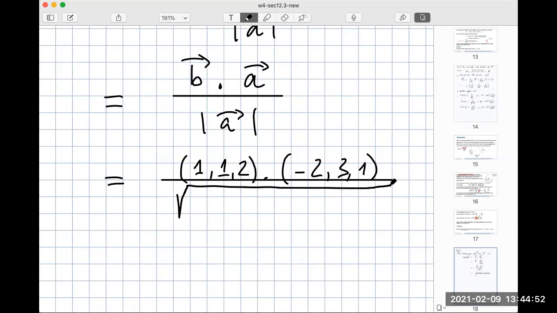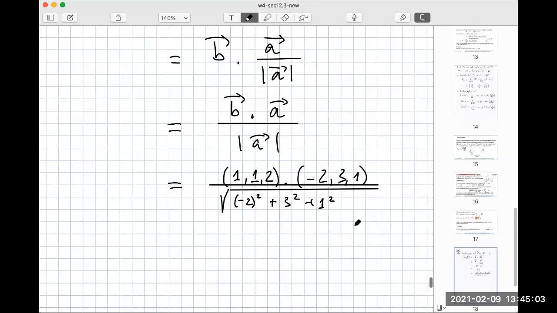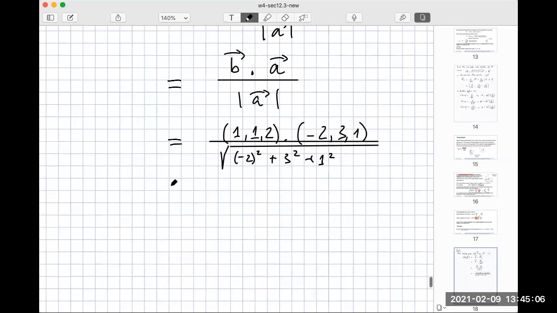Square root of 14. Wow, very good. Let us do it slowly. Negative 2 squared plus 3 squared plus 1 squared, right? Then just do it, okay? The dot product of this guy will be 1 here, right? And divided by 14, very good. Square root of 14.